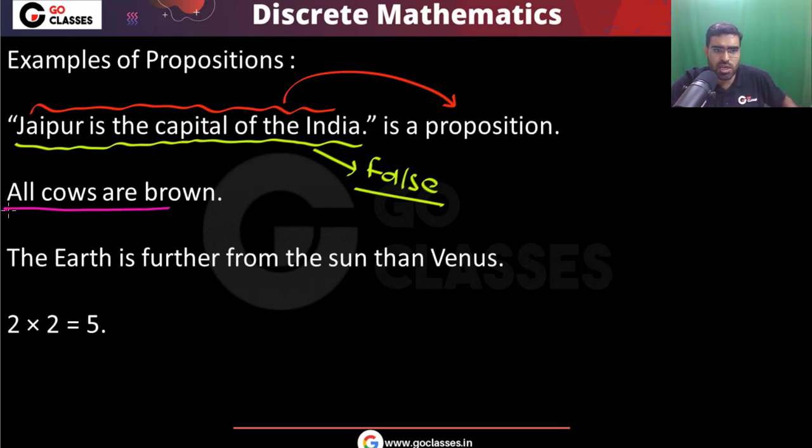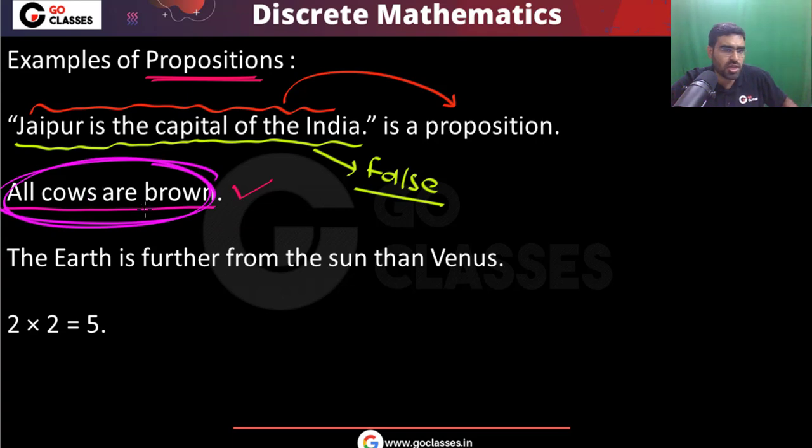Similarly, all cows are brown. This is also a proposition. Of course, this is a false proposition, but the point is simple, that this is a proposition. We know that to this sentence we can assign true or false. This is a declarative sentence. It is declaring the fact that all cows are brown. That is a false fact, but the point is to this sentence we can assign true or false, one of them. So this is a proposition.